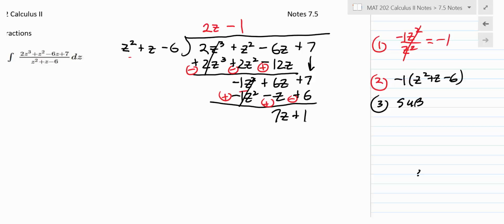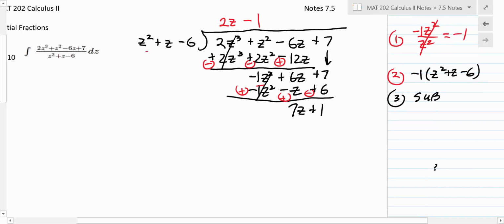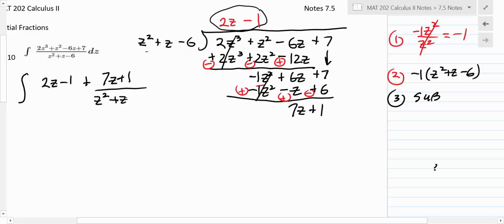So when we do this, it's going to go like this. This integral now changes into this. What we have, like we learned before, is 2z minus 1 plus the remainder, which is 7z plus 1 all over z to the second plus z minus 6, like that. So that's the integral we're going to do, and that's more manageable than the one we started with.